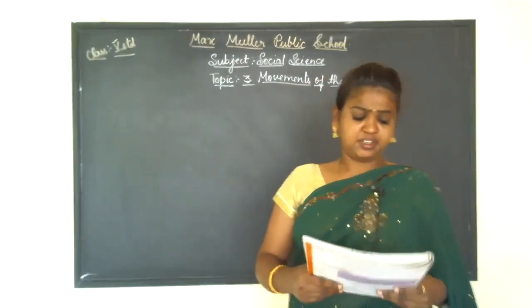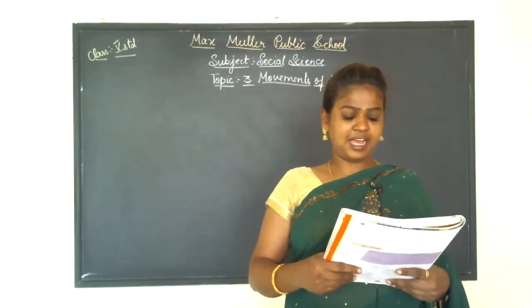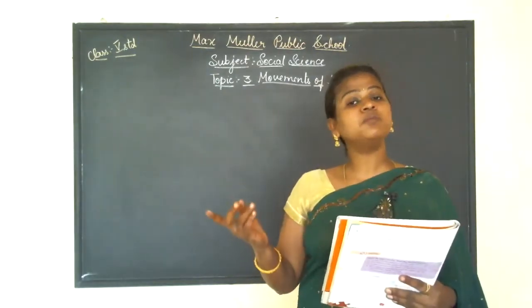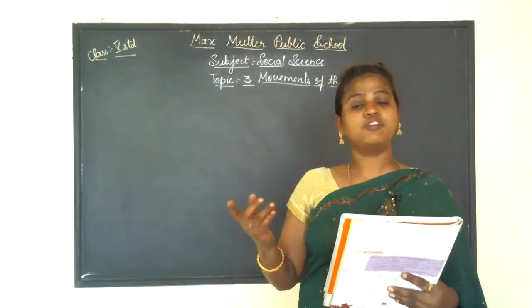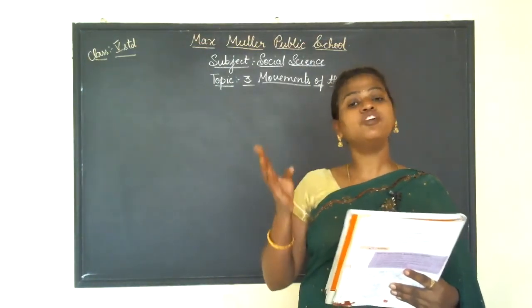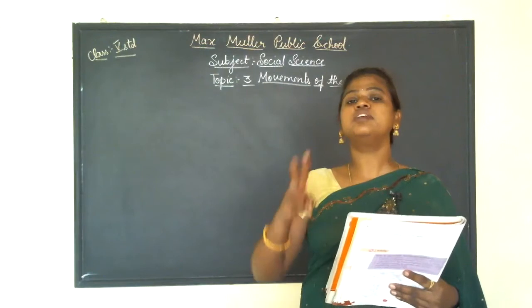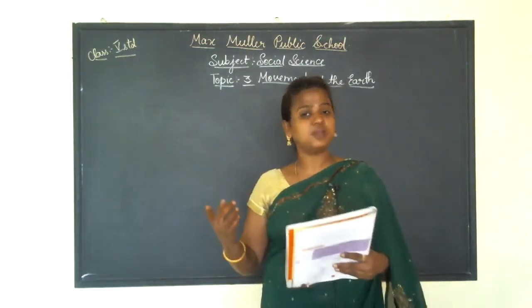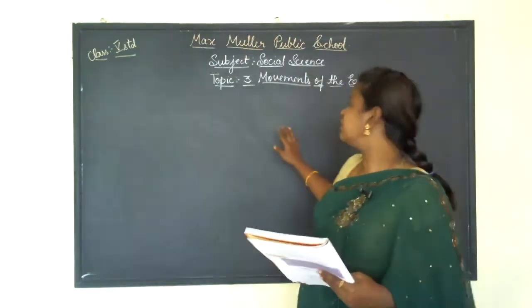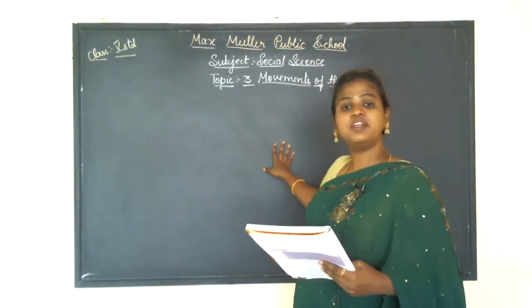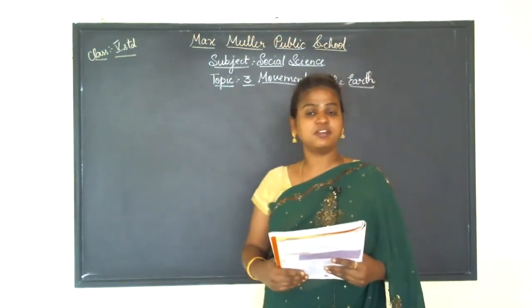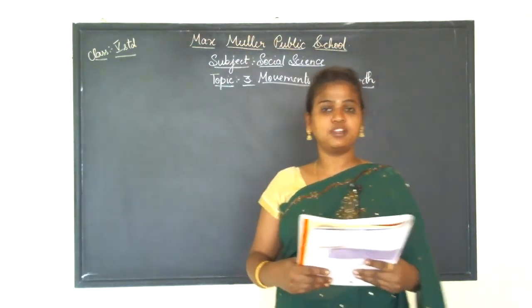The second one, the earth has dash types of movements. So how many movements are found in the earth? There are 2 or 4. It's only 2 types of movements. So which are the 2 types of movements we'll be learning in this lesson, and what is the meaning of those 2 movements, you'll be understanding in this chapter.